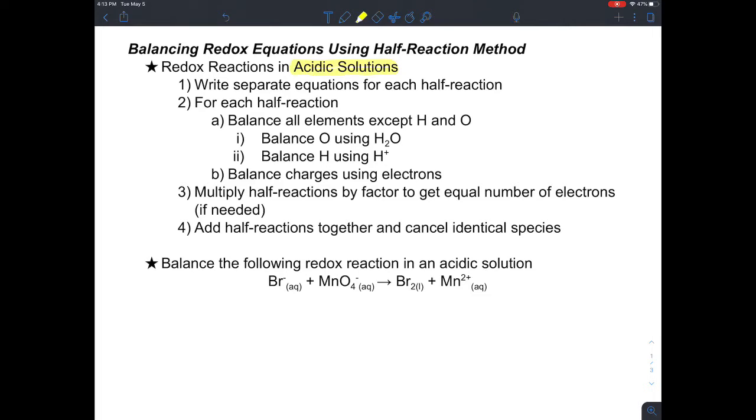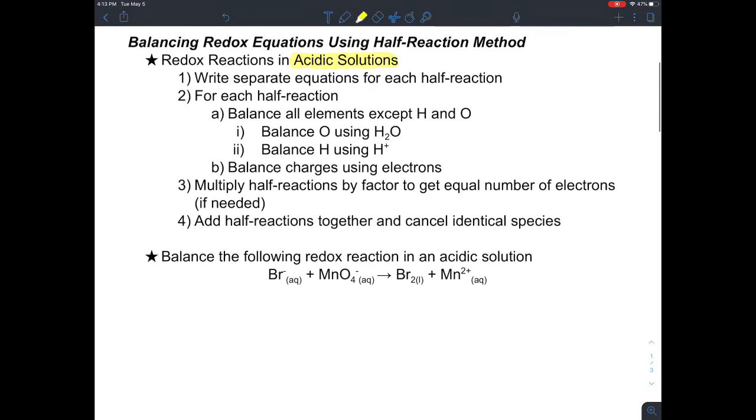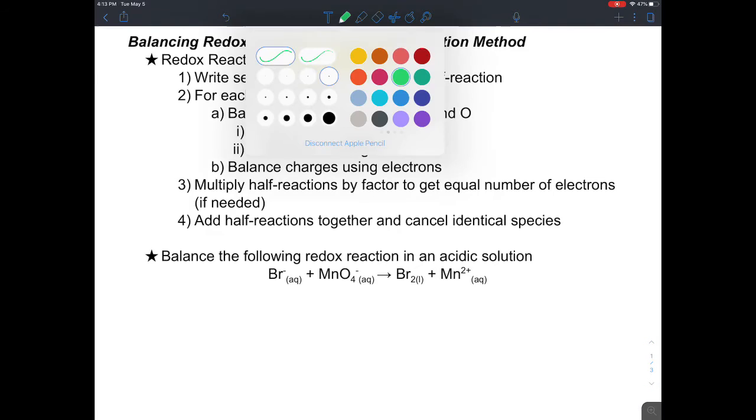Okay, so we're going to balance a reaction in an acidic solution. A lot of this is very similar steps using our half reaction method, but we're going to then do those next tweaks to make sure that this is occurring in an acidic solution.